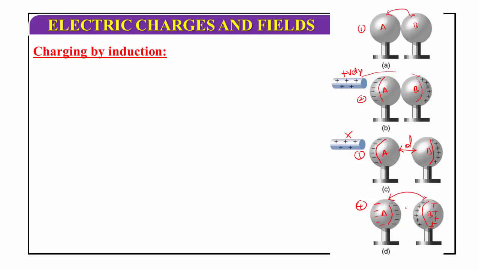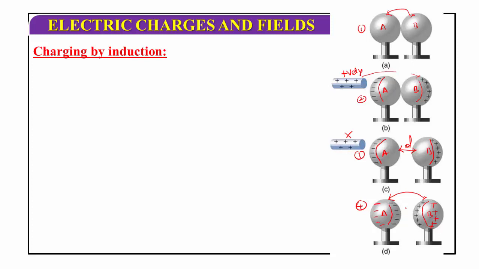In this method, the nature of the charge acquired by the charged conductor is opposite to that of the charging body. In this process, the two spheres will be equal and oppositely charged. This is called charging by induction. Remember this point: charging by induction means the process of charging in which a good conductor is placed near the charged body.